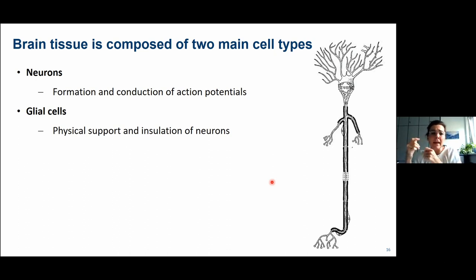And glial cells, their name comes from the Greek word for glue. Originally it was thought that they basically only served to hold neurons together in place in the brain, and that they would act as supportive cells. They would also insulate the axon from the extracellular fluid, and that way they would support the speedy transfer of the action potentials.